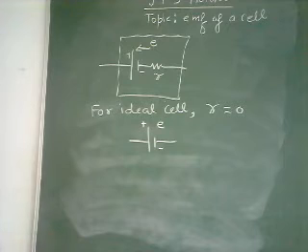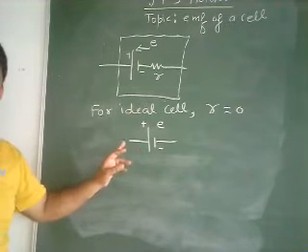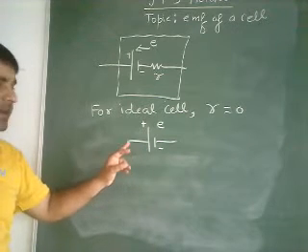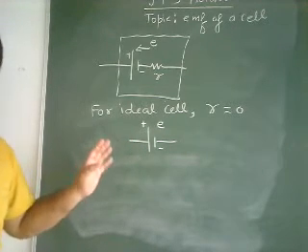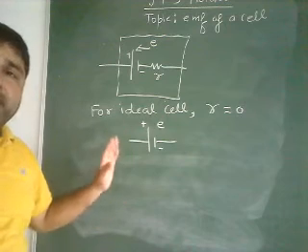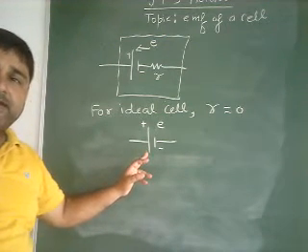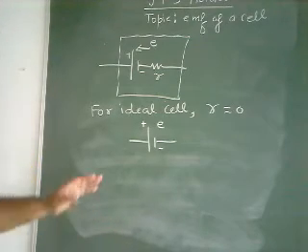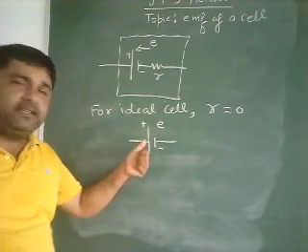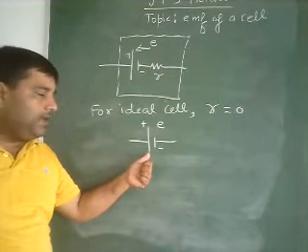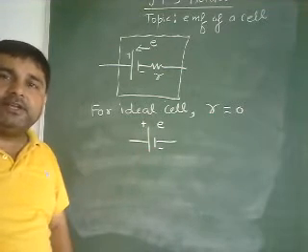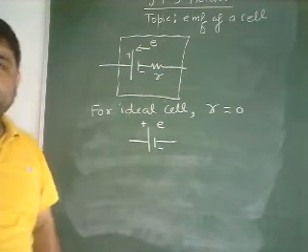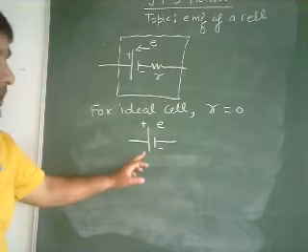Generally, a cell is a device which provides constant DC current to an electrical circuit by converting its chemical energy into electrical energy. In your 10th class, you studied that a cell is a device which converts chemical energy into electrical energy. It provides the constant DC current to the electric circuit.